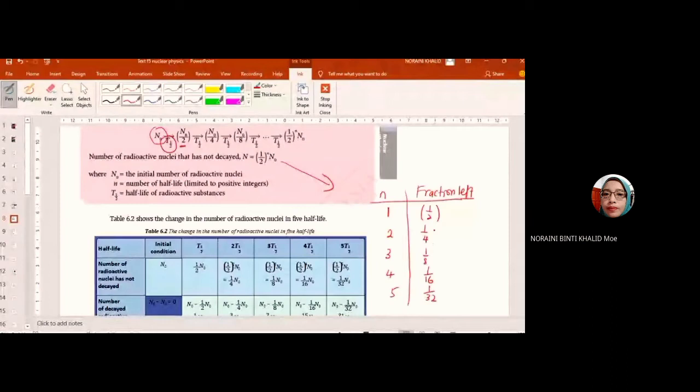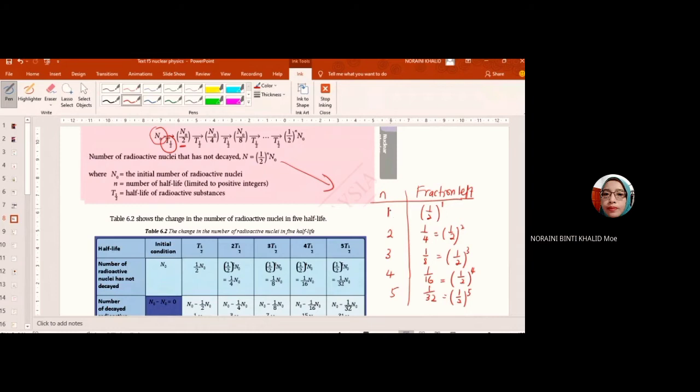If you look carefully, 1 over 4 is half to the power 2. 1 over 8 is half to the power 3. 1 over 16 is half to the power 4. 1 over 32 is half to the power 5. And this one, half, is half to the power 1.